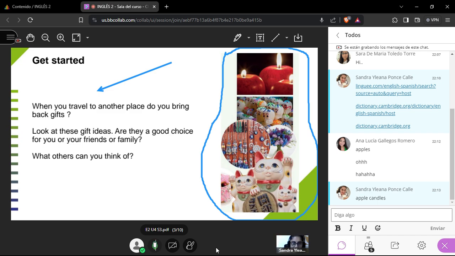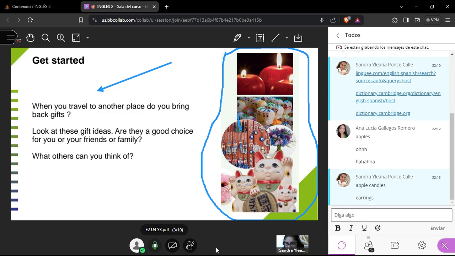One moment, please. I can't appreciate it very much. One moment, please. I'm going to make it bigger. Turkish cat. Here we can see earrings. Earrings, not earrings, double R. We can see earrings, and here we can see earrings in different designs.